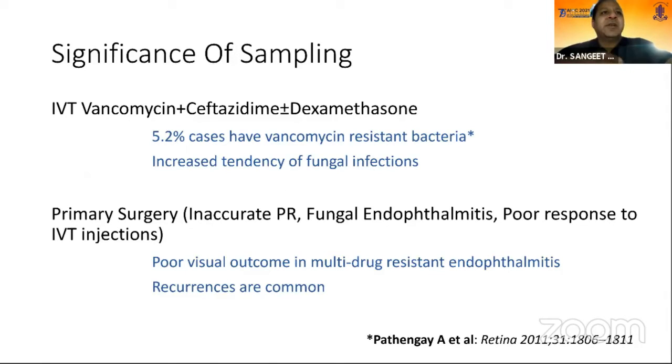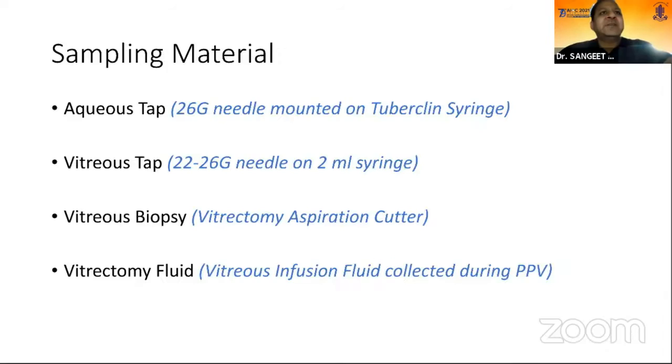The sampling becomes important because 5.2% of cases have vancomycin-resistant bacteria, and there is an increased tendency of fungal infections these days. Even if we do a primary surgery, there is a poor visual outcome in multi-drug resistant endophthalmitis, and recurrences are common. So if we know exactly what the cause of the endophthalmitis is, we can treat it specifically. That's why sampling carries a very important role in the management of endophthalmitis patients.